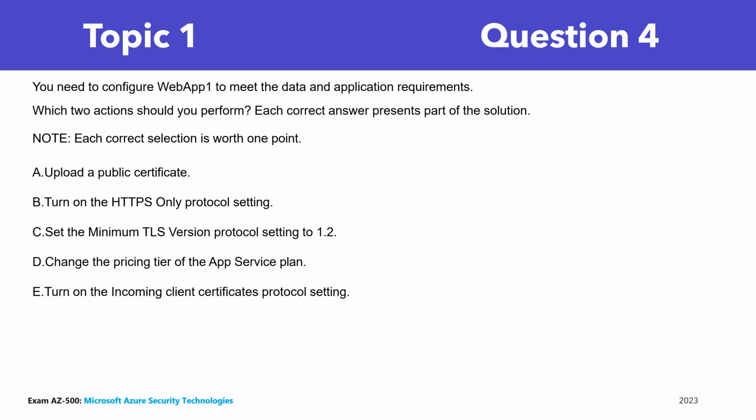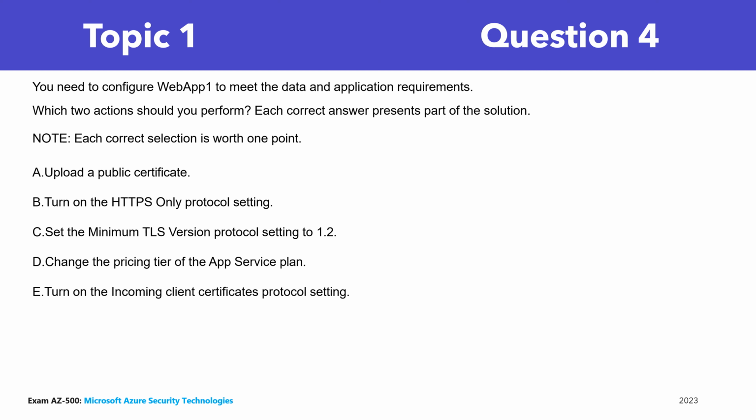You need to configure WebApp1 to meet the data and application requirements. Which 2 actions should you perform? Each correct answer presents part of the solution. Note, each correct selection is worth 1 point. A. Upload a public certificate. B. Turn on the HTTPS-only protocol setting.